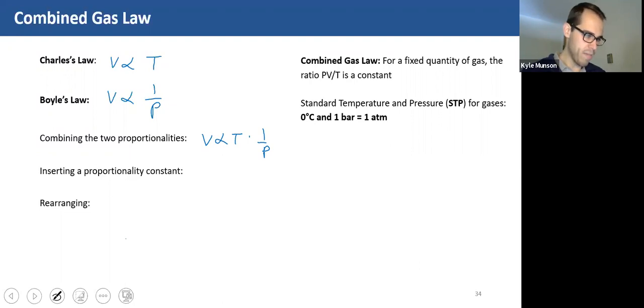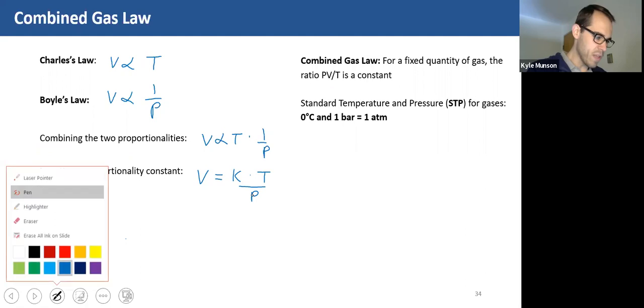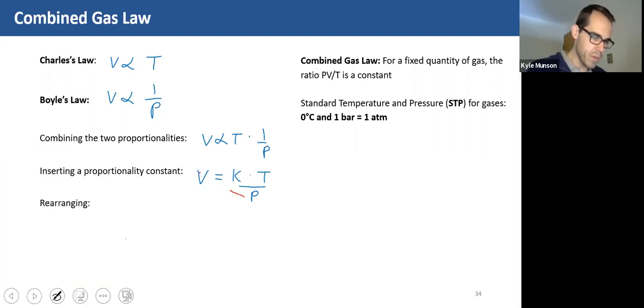So here's what we have now. If we insert a proportionality constant, similar to the other examples, we get volume is equal to some proportionality constant K times T over P. I'm going to rearrange this equation so I get K by itself. I'm going to bring P up, bring T down, if that makes sense. If not, it'll make sense in a second. I get V times P divided by T is equal to K. That's what I get from rearranging this equation.